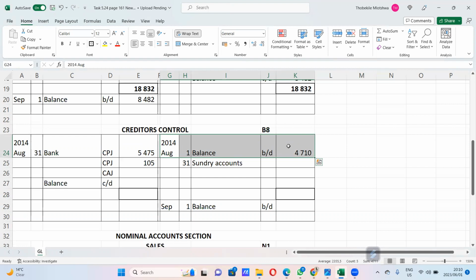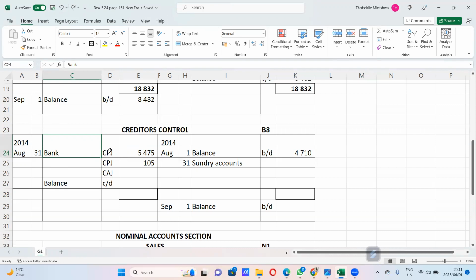Then after that, let's go down. The next thing, let's start with the debit side. When they say bank CPJ 5475, what would have happened if we've got an amount in the CPJ? Very simple, we would have made a payment. So if it says CPJ, you must always know that you are supposed to write bank. Or if it says bank and there's nothing here, you know that it's CPJ, because money is going out to pay our liabilities.